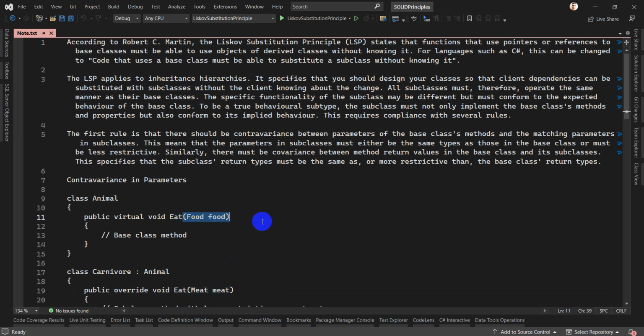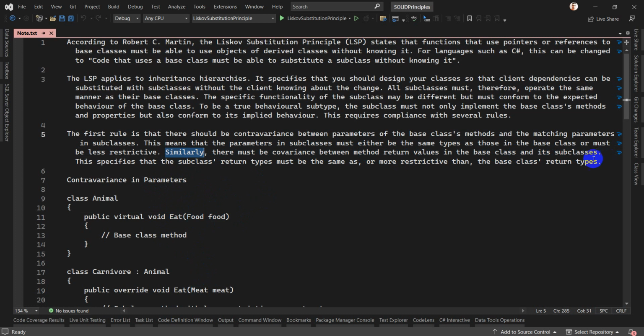So once again, between the parameters of the methods of the superclass and the parameters of the matching methods in the subclass, there should be a contravariance relationship, meaning that they must be either of the same type or less restrictive. So this is more restrictive, right? Meat is of course more restrictive, or more specific, than Food. Food is more general.